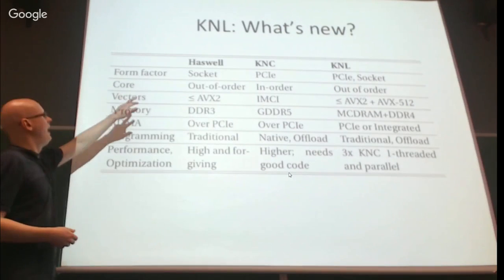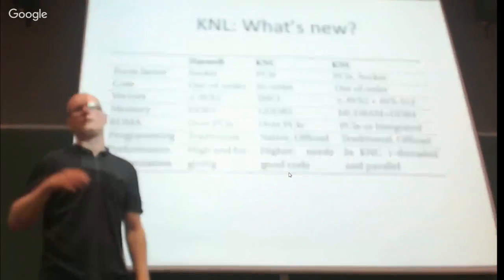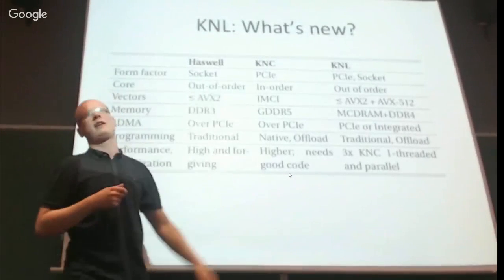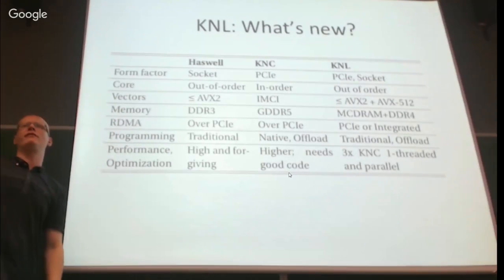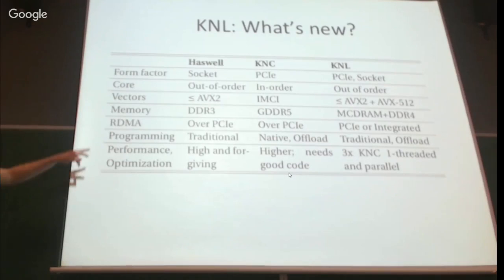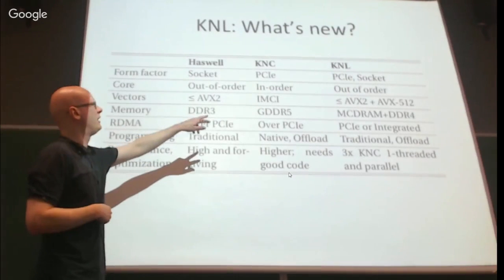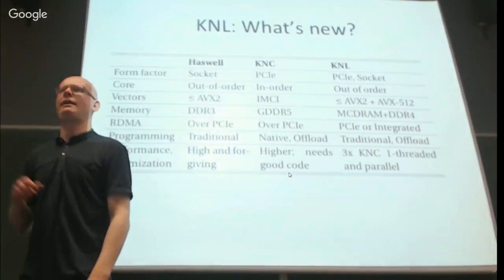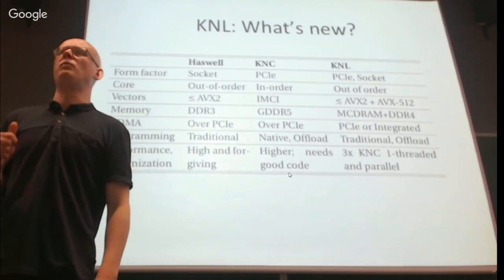Vectors: AVX2 on Haswell, IMCI on KNC, so that we know already was particular to Knights Corner and won't be around much longer because we now have AVX-512, which is cross-compatible with Xeon as of Skylake. Memory: DDR3 on Haswell, GDDR5 on KNC, MCDRAM plus DDR4 on KNL. MCDRAM is what we're most interested in. That's the high bandwidth memory.